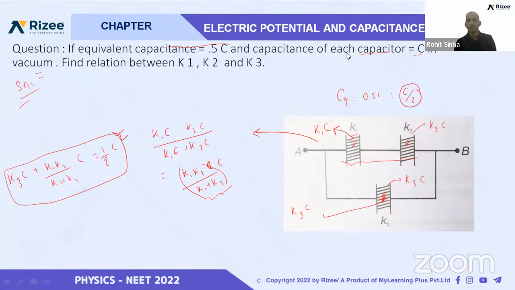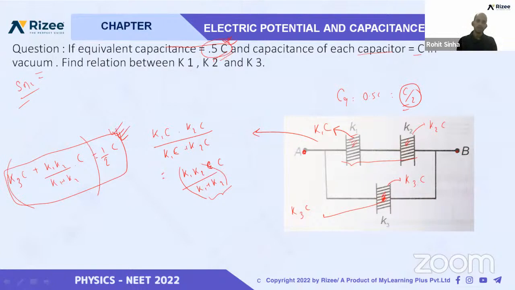Why did you use C by 2? Because it is given that the total equivalent capacitance across A and B is C by 2. You can see 0.5 C, that is C by 2. So I found the equivalent of the left hand side and equated it with C by 2.